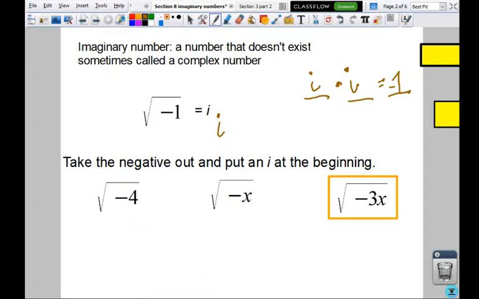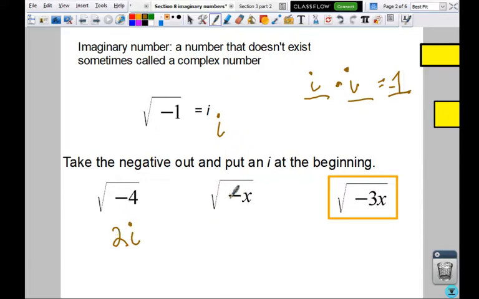To do it, basically I'm going to do two square roots. I know the square root of 4 is 2. And we just learned the square root of a negative is i. So, I'm not going to just have 2. My answer is going to be 2i. We're going to take the negative out and put an i either at the beginning or in front if we don't know how to square root. So, the square root of negative 4 is 2i. 2 times some imaginary number.